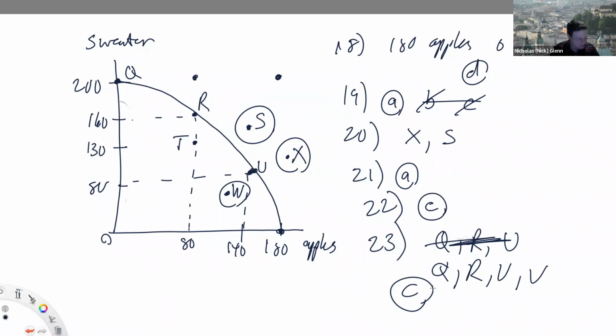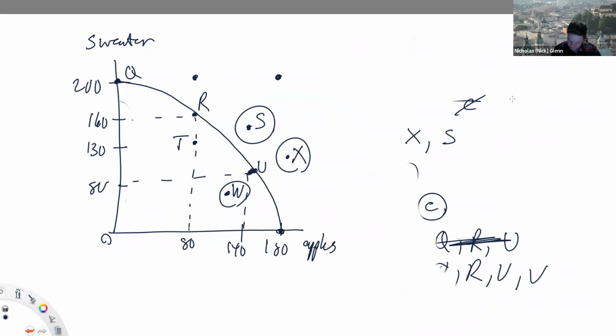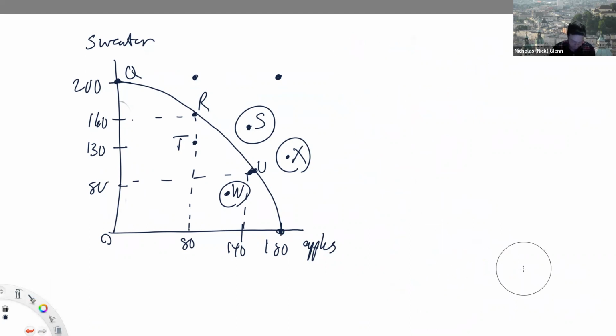Okay. Let's see here. All right, so let's go to question 24. Let me erase this. We'll leave that on there. 24 is inefficient production is represented at which points? Well, that's going to be T and W. Anytime it's inside, below and to the left, that's going to be inefficient production. You're in a recession. You're not using all your resources, and so that is A.